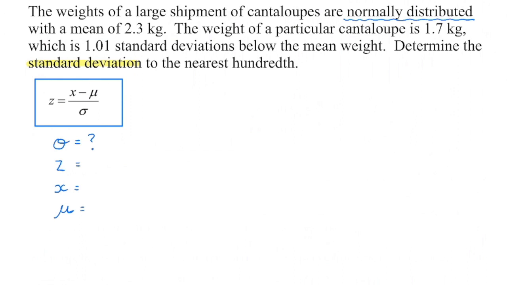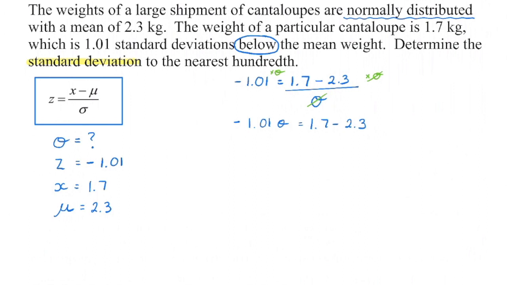We know standard deviation is sigma, so I'm looking for that value there, which means they have to give us 3 other pieces of information. So I would start by just making a list, read through the question carefully, and see if you can fill in what those values are, and then I want you to substitute them into the formula and algebraically solve for your standard deviation. Our particular cantaloupe has a mass of 1.7 kilograms.